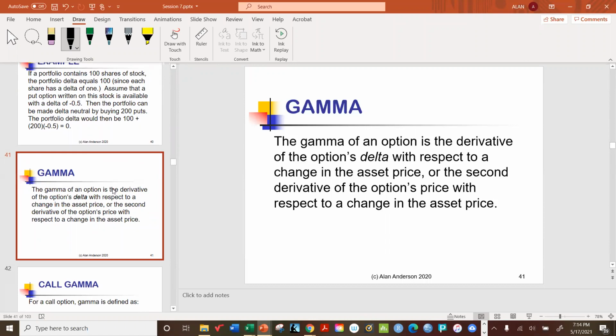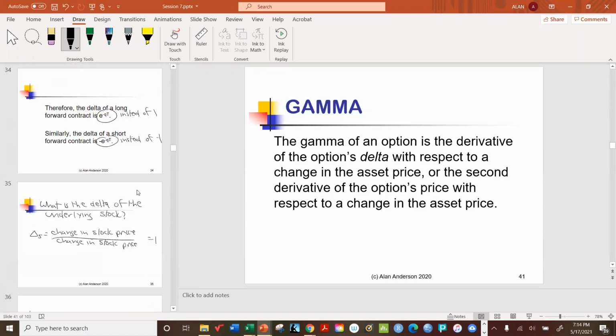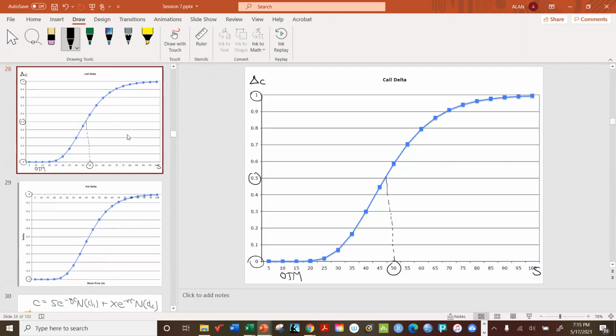In other words, if you look back at this delta graph, if the stock price keeps changing, the delta keeps changing too. Okay. So what the gamma is trying to capture is how much the delta is affected by changes in the stock price, which means that the gamma is actually the slope of this curve. It can go from 0 to 1 and anything in between. It can't be negative, okay? Because if you increase the stock price, the delta will go up automatically.